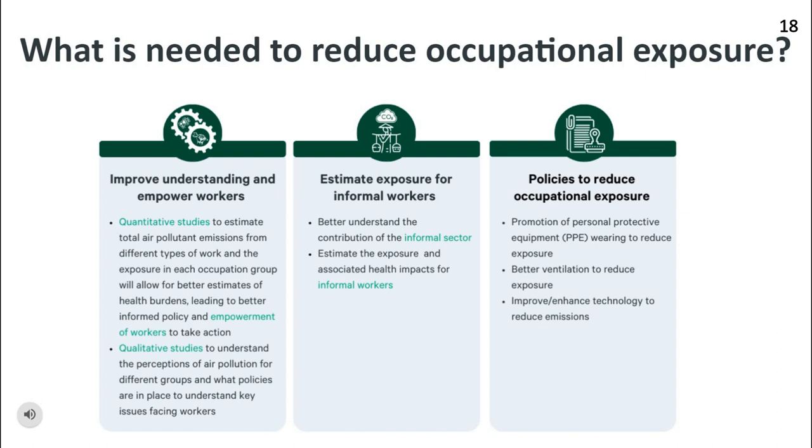For example, using greener and cleaner cooking fuels such as LPG. Another example is to use personal protective equipment or PPE such as masks or face shields, which reduce the amount of pollutant a worker inhales. Improved ventilation or dust extraction can also help to diffuse air pollution and reduce concentrations around workers.